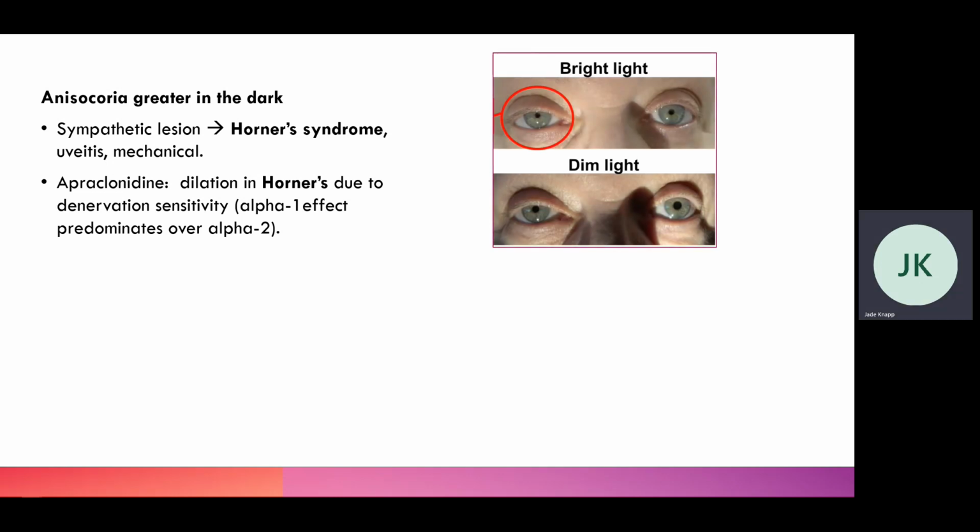So there's an example there. Okay, so myotic pupil on the right, and under dim light, it remains that way. Yes? For that effect to happen, does the Horner's have to have lasted for a certain amount of time? Good question, and the answer will be yes, because denervation sensitivity isn't going to develop in hours. It's not going to develop in days. It's going to develop in weeks to months.